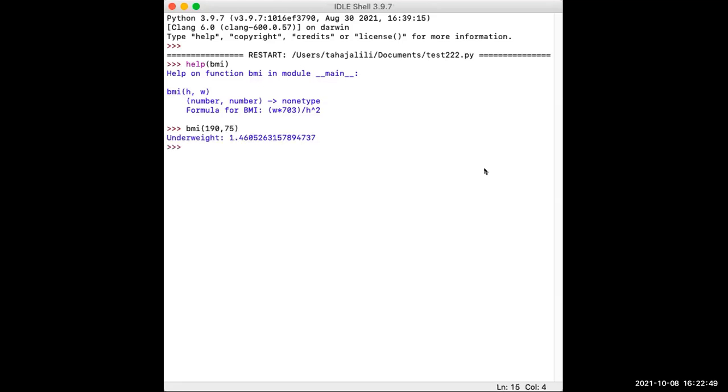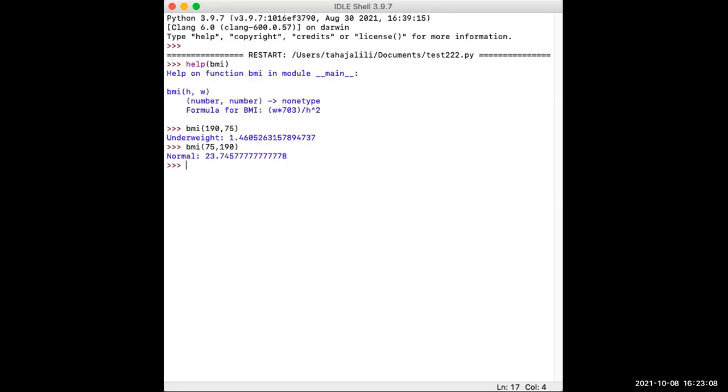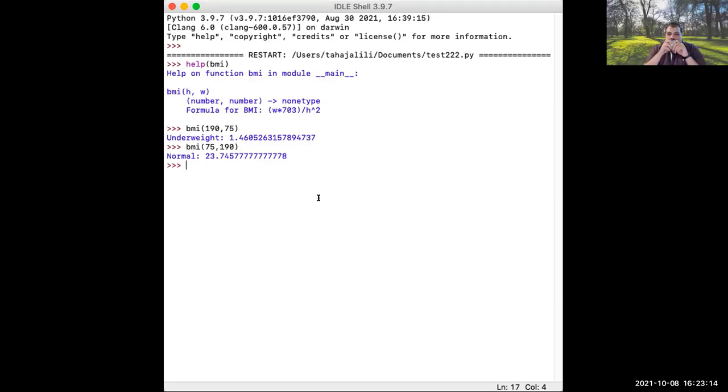And 75. Yeah, but he put H first, so put H first, reverse it. So it should be 75.190. So, yeah, okay. Let's change this. Yes, because you have defined the weight before the height. It's height, actually, height before. Right, yeah. Second one is 75.140.